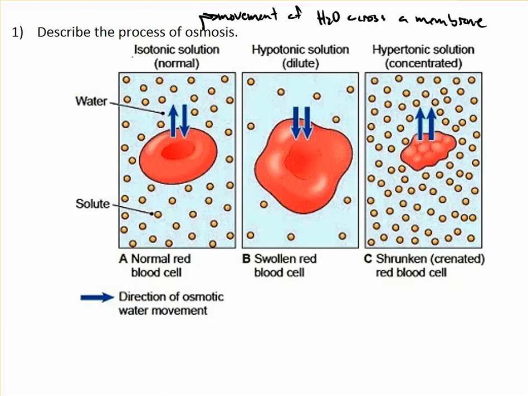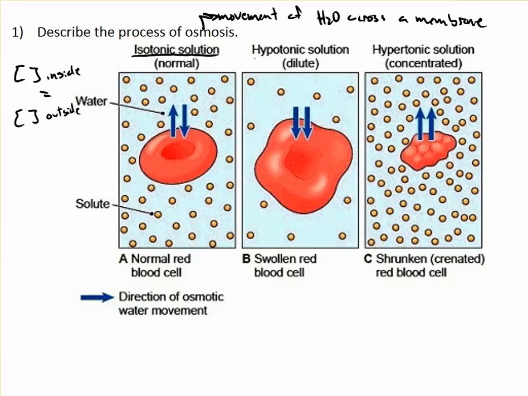First, we might have an isotonic solution, and this is where the concentration inside the cell equals the concentration outside the cell. In this case, you'll have some water flowing across the membrane, but because the two concentrations are equal, you won't have a net movement of water one way or the other.